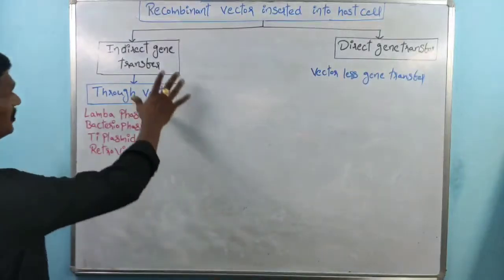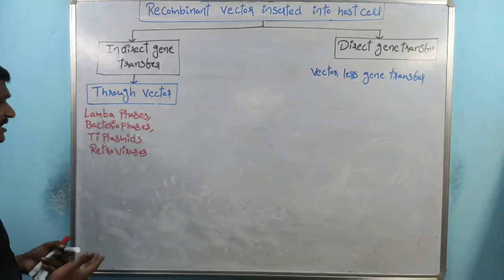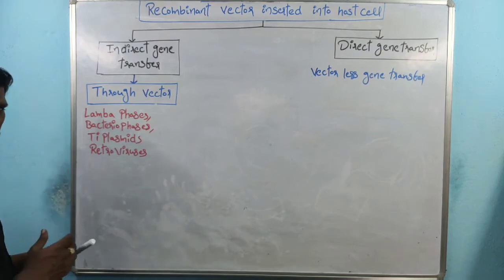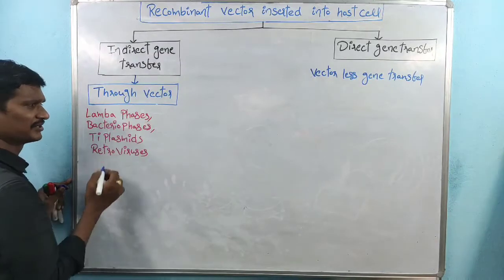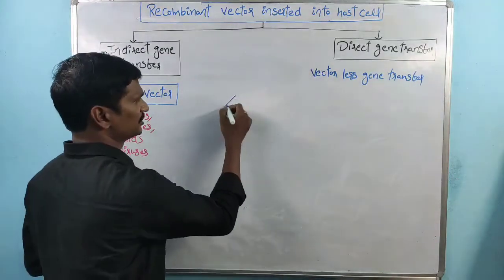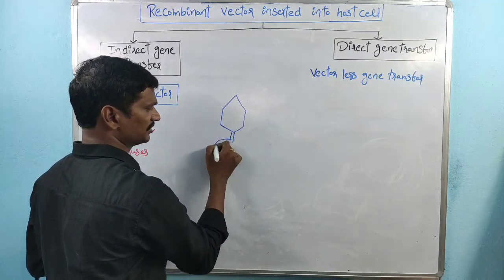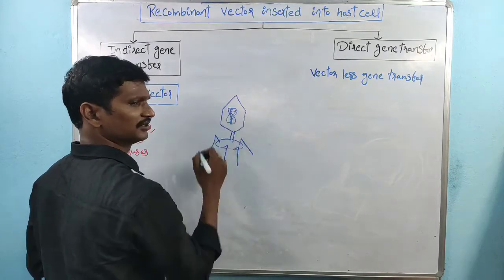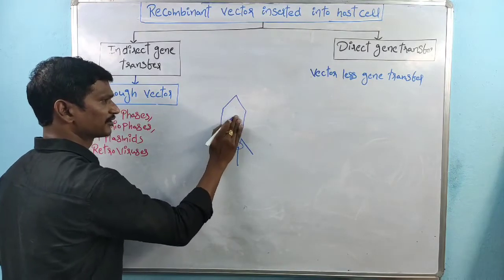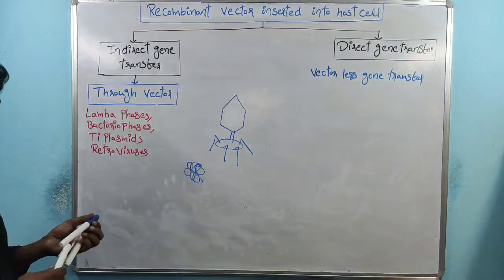Coming to the first case, in the indirect gene transfer method, there are different viruses and also plasmids, right? Here, lambda phage DNA, lambda phages, bacteriophages. Suppose this is one of the bacteriophages. We know the structure of the bacteriophage, right? We isolated the bacteriophage DNA. This is the bacteriophage DNA. We cut it at a particular site.